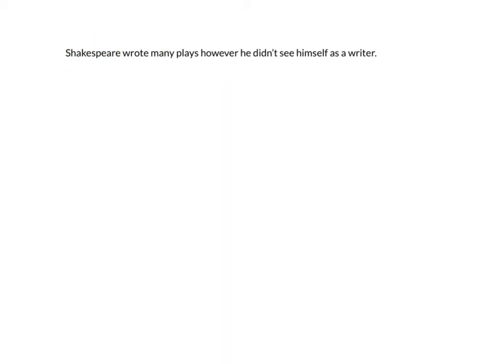How are you going to punctuate this one? We start by finding the conjunction. We ask ourselves, can it flippy-floppy? However, he didn't see himself as a writer. Shakespeare wrote many plays. No, it can't flippy-floppy, which means we have two independent clauses. That makes this a conjunctive adverb. Those are the big words that join independent clauses. And that means up front we need a semicolon and in back we need a comma.